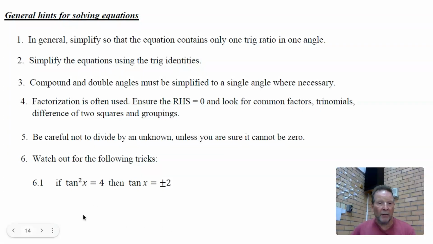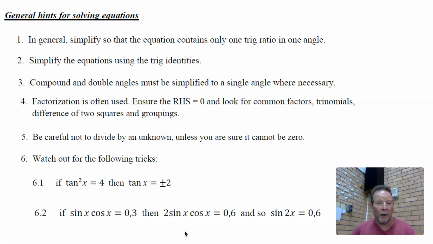And watch out for these tricks. When you have tan squared x equals 4, then if you take the square root of both sides, there's two different answers, positive and negative 2. That's a big one. If you have sine x cos x equals 3, that almost looks like an identity. All you have to do is multiply both sides by 2, and then you've got 2 sine x cos x equals sine 2x, and then you can use that number there. That's a big trick, a really useful one.